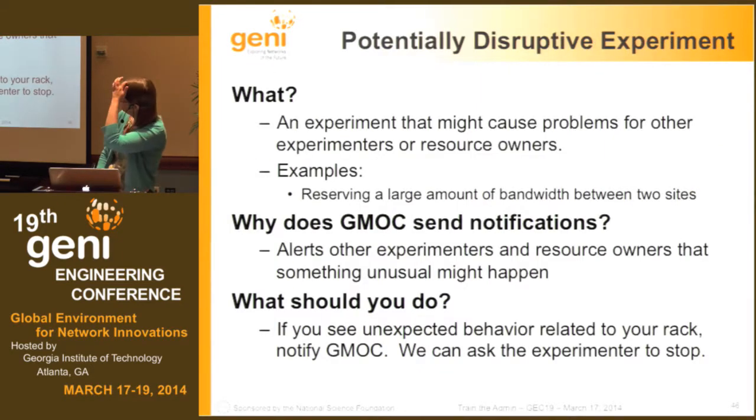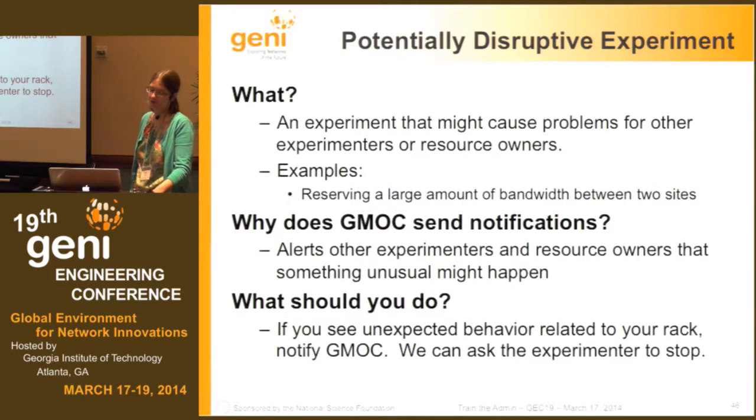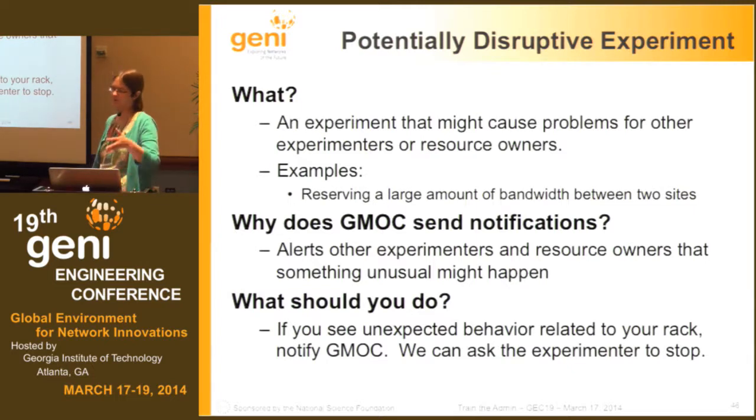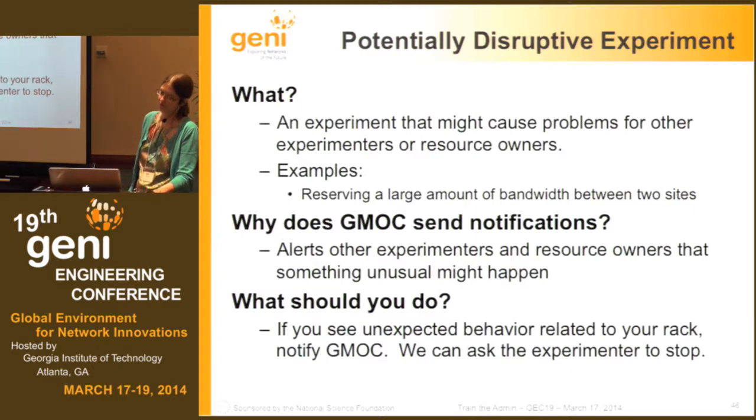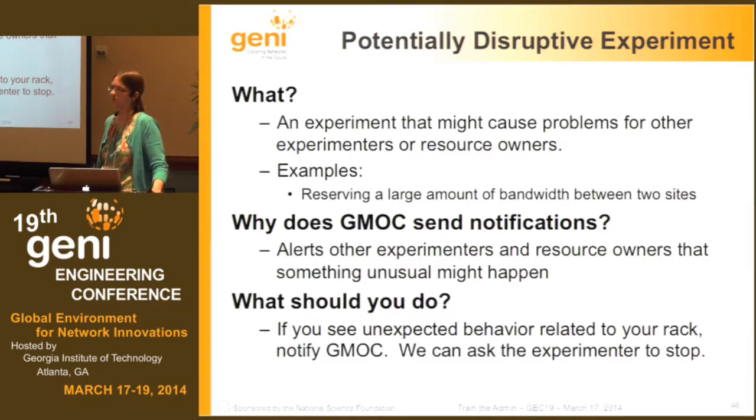So the other kind of email I want to talk about a little bit is these potentially disruptive experiments. Occasionally we get an experimenter who wants to do something that could interfere with other experiments. The example here is reserving a large amount of bandwidth on a link, which maybe isn't quite disruptive, but we've seen this a few times recently where somebody wanted to reserve 700 megabits of a 1 gig link. That kind of thing. We'll ask them to do a notification, and we'll schedule that event so that it doesn't interfere with other things.